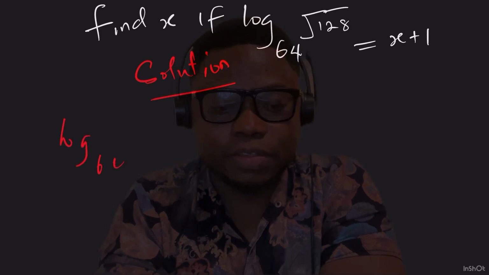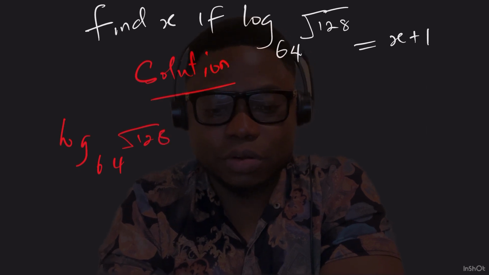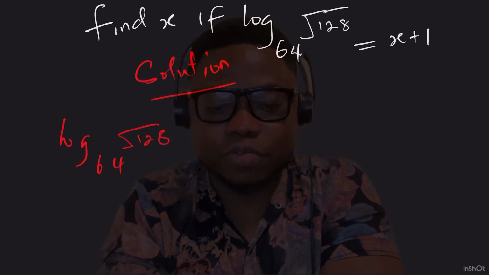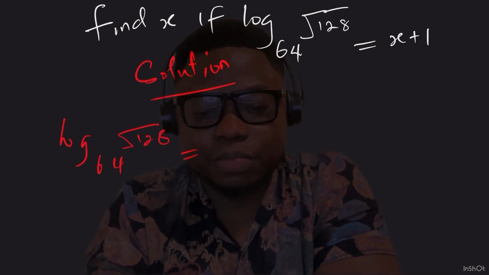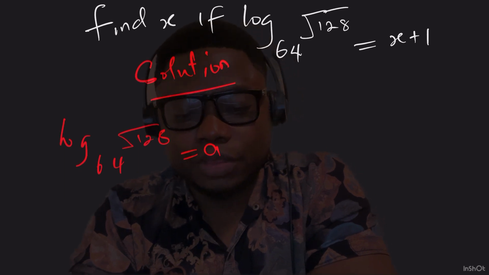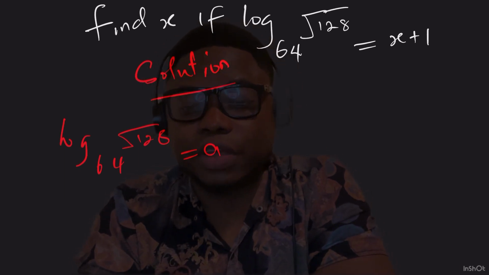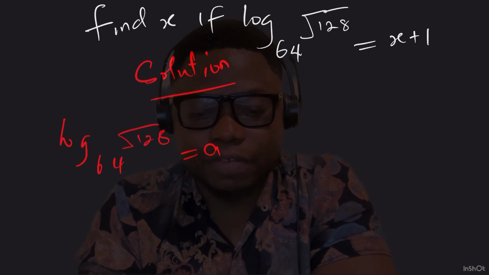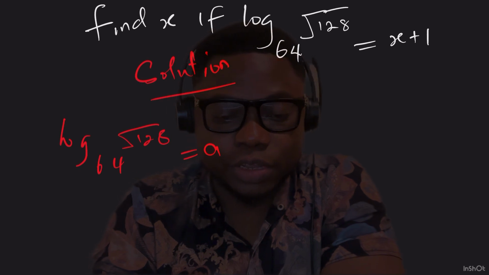So I'm going to write log 64 raised to the power of square root of 128. So I'm going to equate this logarithm to a letter. Let me use the letter A. So I'm going to find the value of A. Whatever I get as the value of A will be the value of log 64 raised to the power of square root of 128.